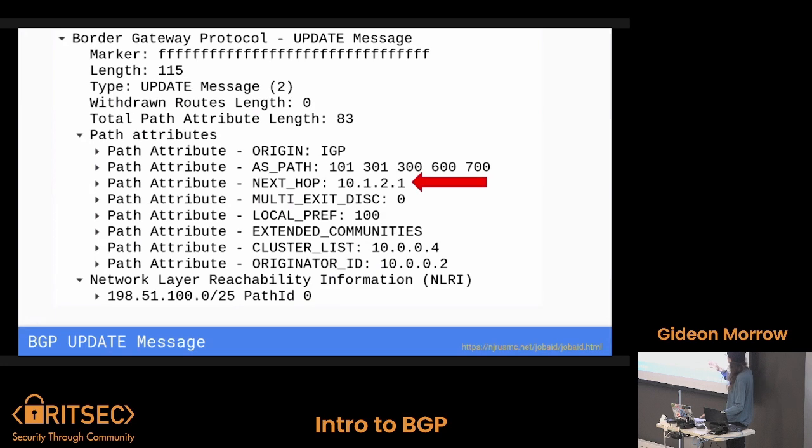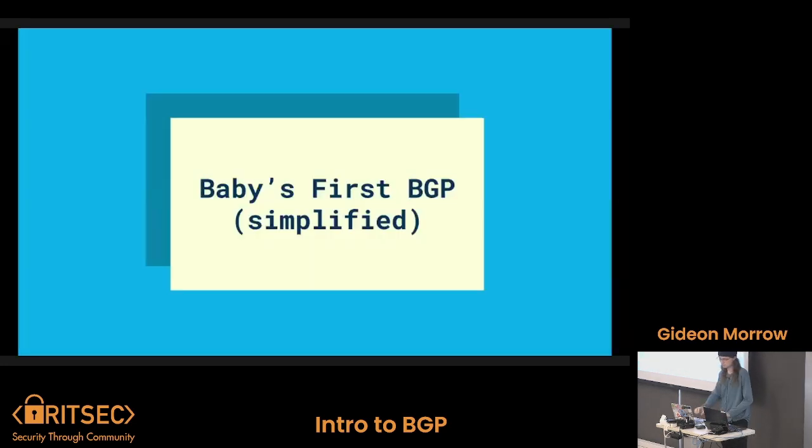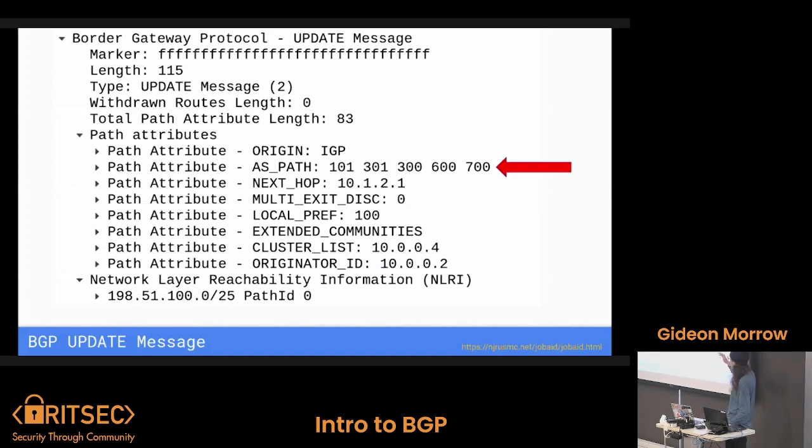You have the next hop, so it's the next place it's going to go to. So in that case, that's that router. And the AS path, which is the path of networks that you're going to be taking. You really care more about the length of this than anything else, because you don't want to take a longer path you don't have to. But also it's useful for analysis.